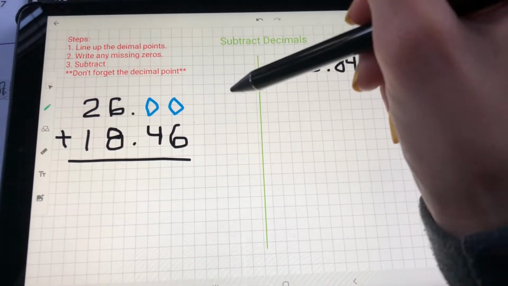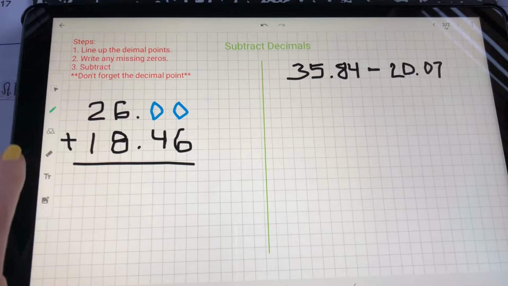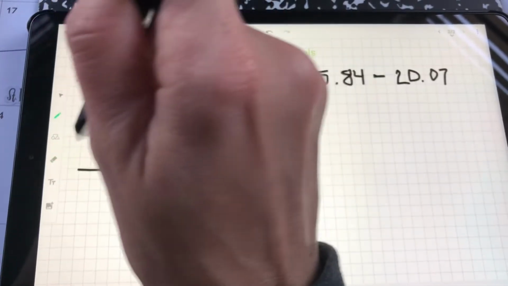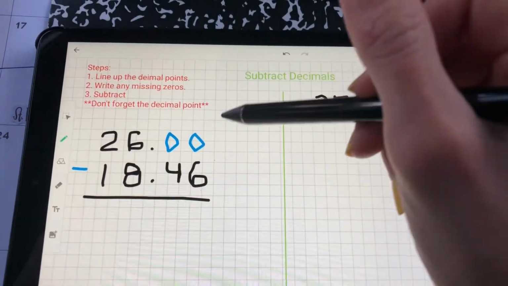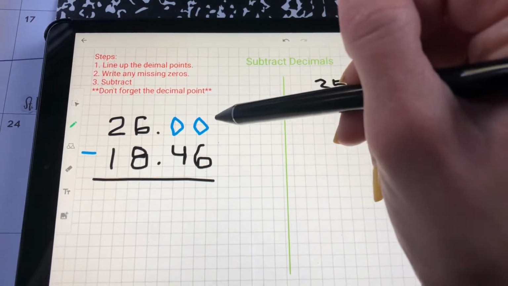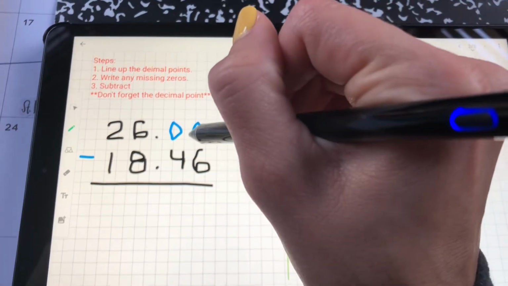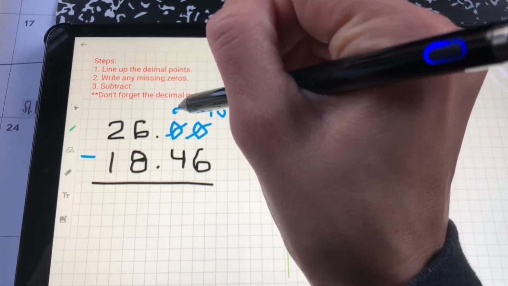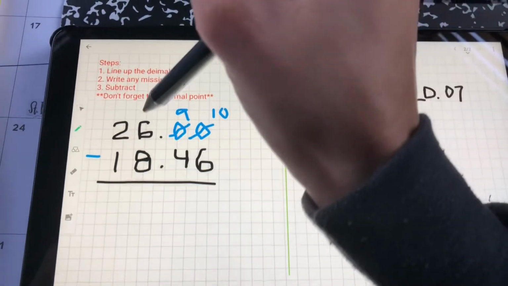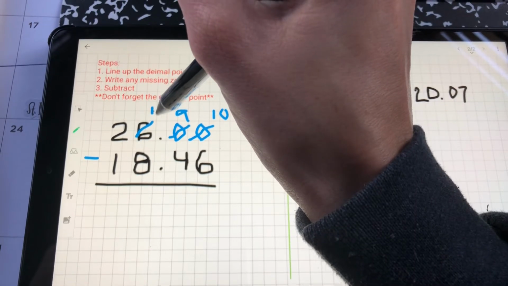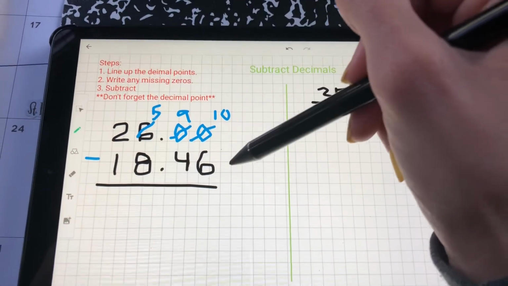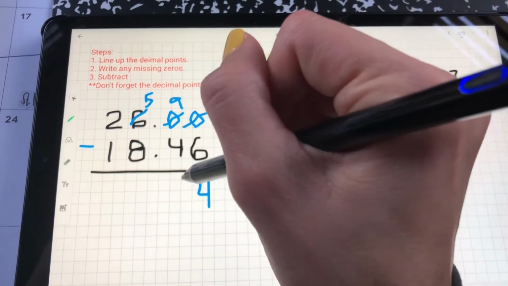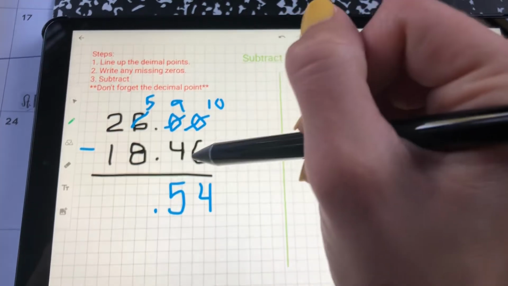Now once we have that, we're ready to, oh, we're not adding, what are you doing? We are subtracting, sorry about that. Okay, now can we do 6 from this 0? No, so we need to borrow. This one becomes a 10, this one becomes a 9 because it gave 1 to here, and our 6 becomes a 5. Now we go place by place. 10 minus 6, 4, 9 minus 4, 5. Bring down our decimal point.